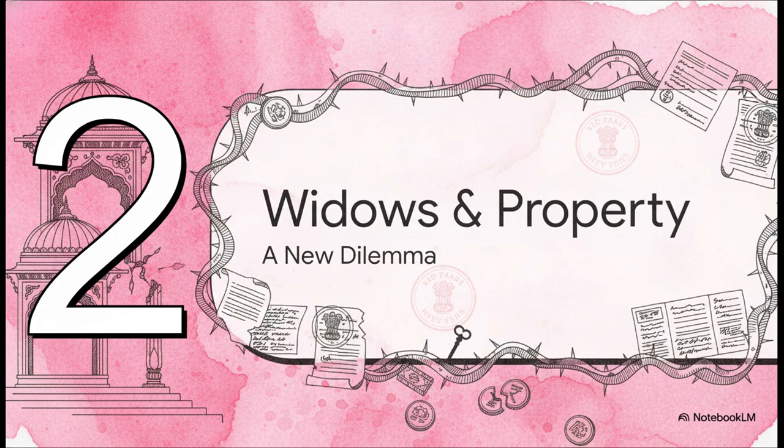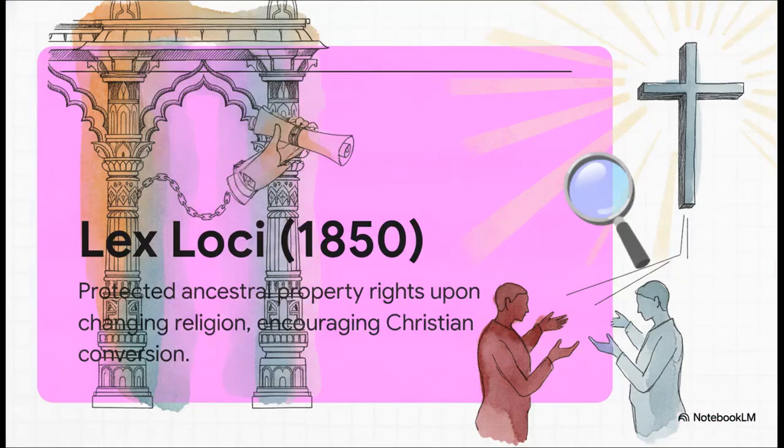Section 2, Widows and Property Rights. Let's see how this builds, because fixing one social issue inadvertently highlighted another. Before we get into widowhood, we really need to understand a very specific and honestly highly controversial piece of legislation passed in 1850. It's called the Lex Loci, or the Religious Disability Act.